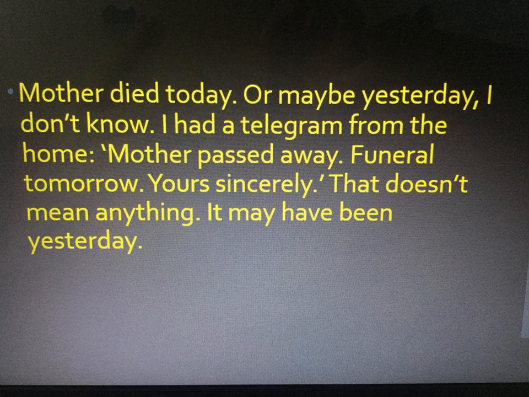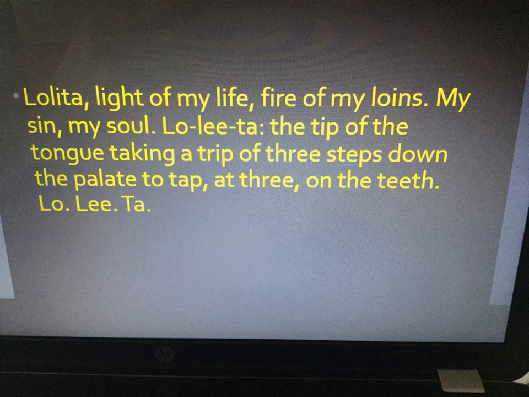We'll look at one more last extract from Lolita, the opening of Lolita, and then, as I say, we'll really focus on how to answer a lengthy question. Instead of me talking you through this one, just have a look yourself.